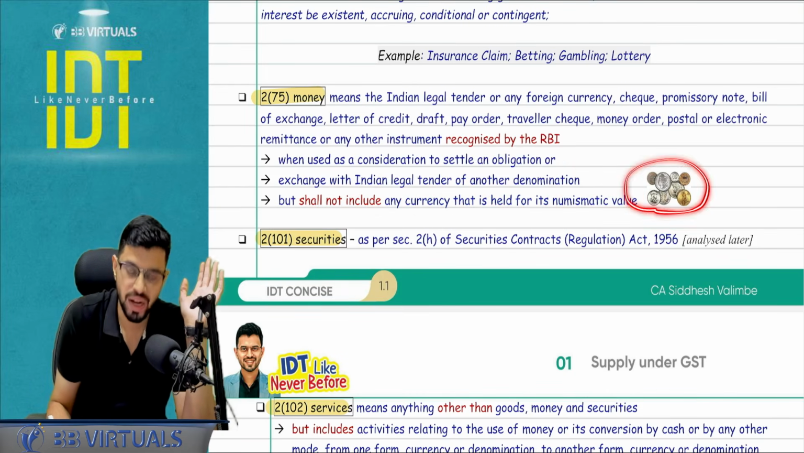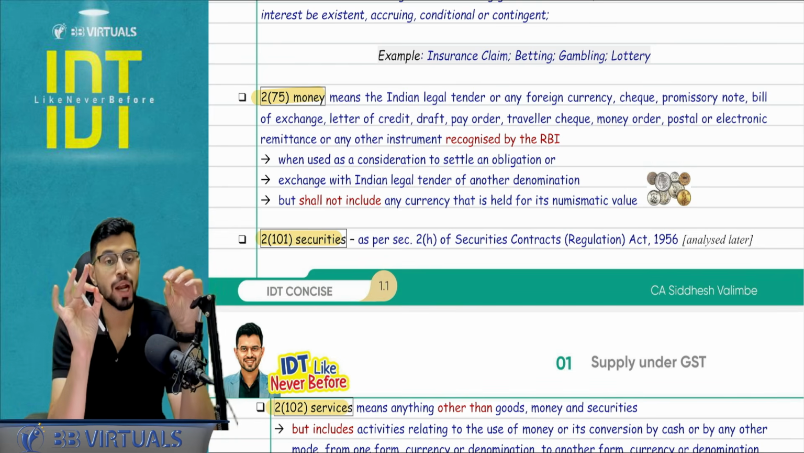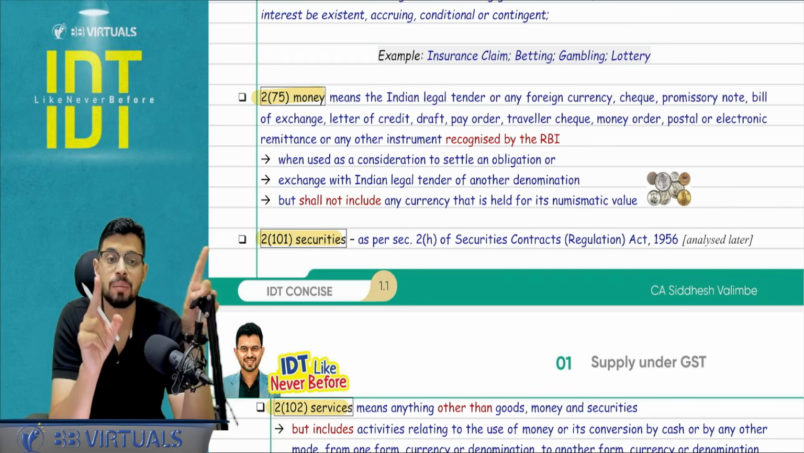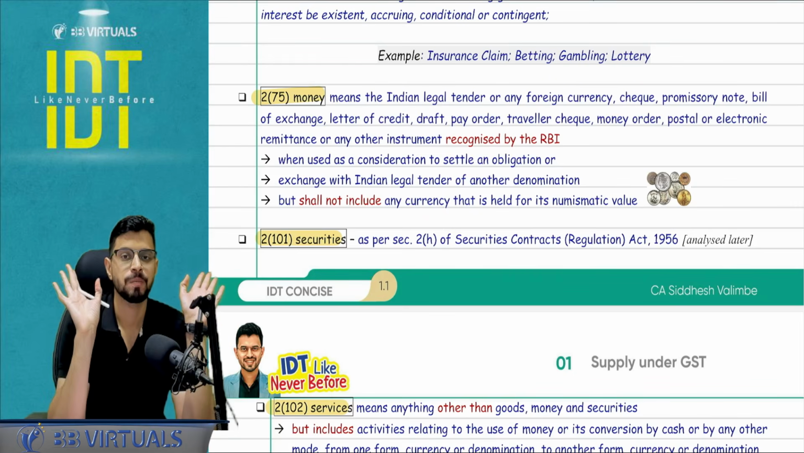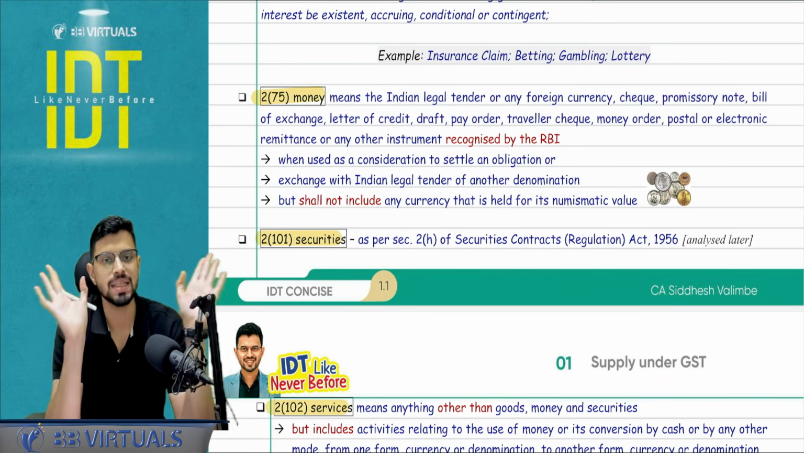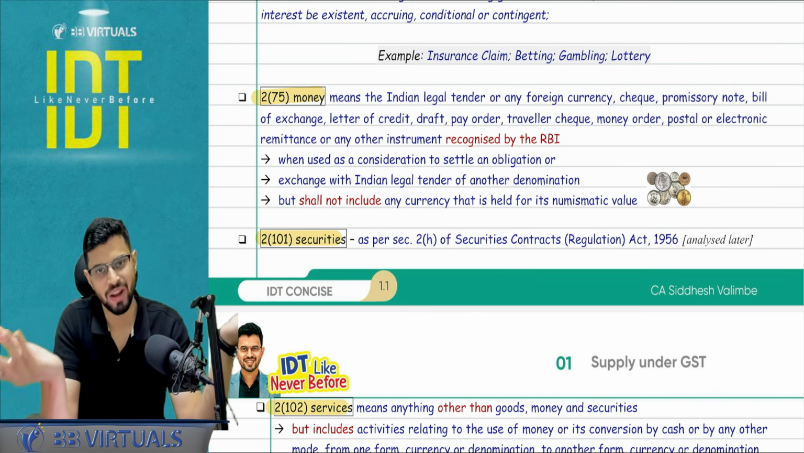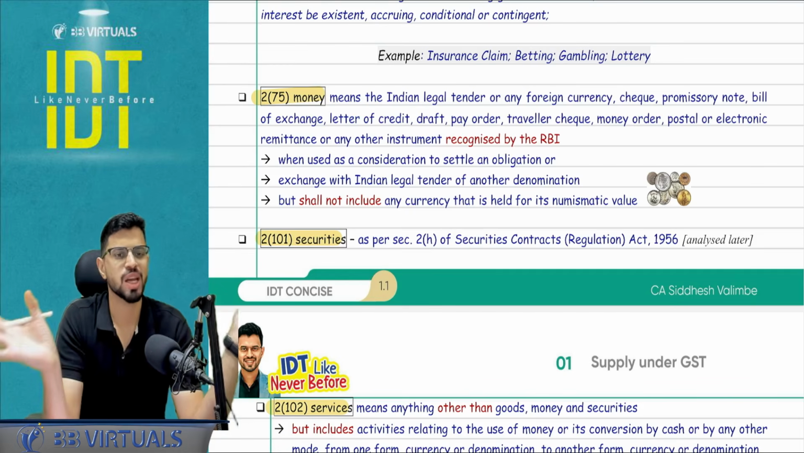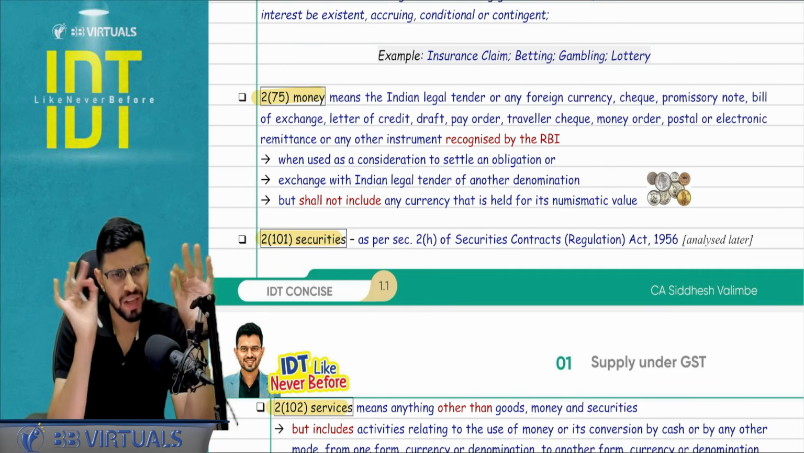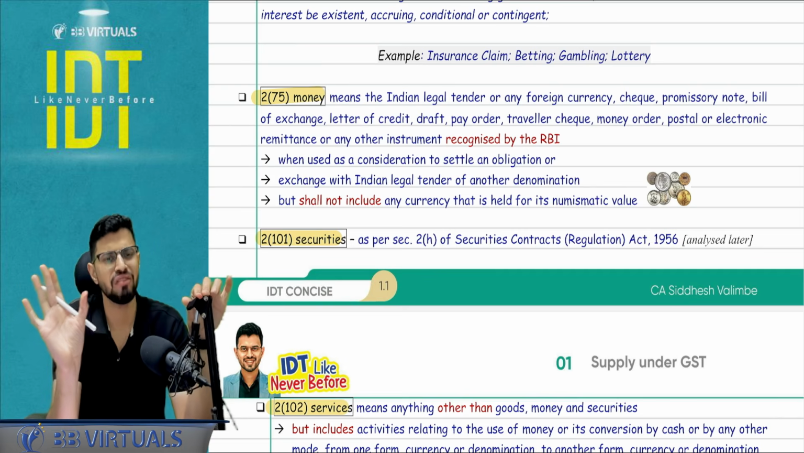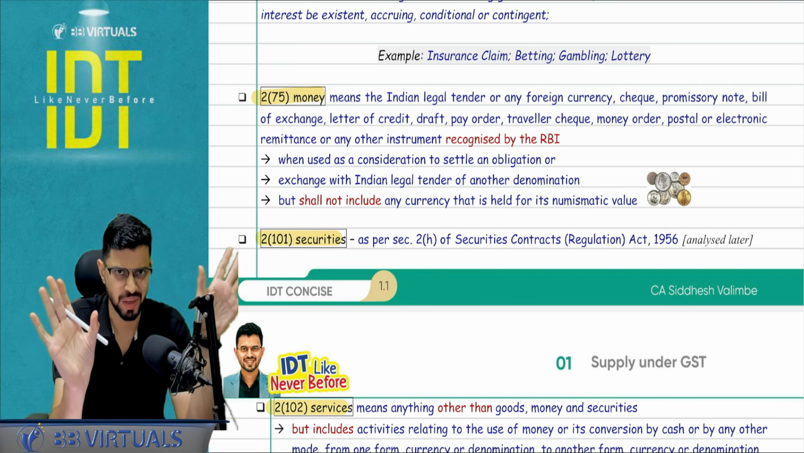Numismatic value we had covered, a rare coin. So that rare coin, when it is sold, will be considered as goods. Is this clear? This is what we had covered yesterday. Rectification is not required here. Very simple language you can write. If asked, there are not very high chances of it being asked.